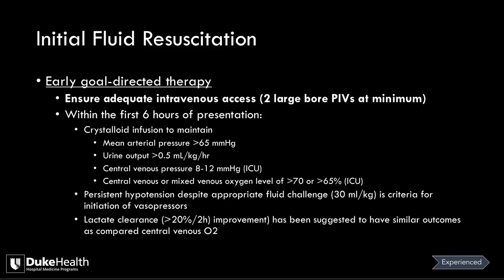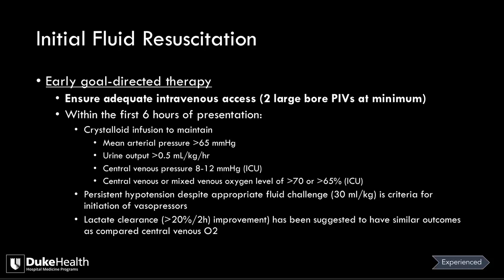Within the first 6 hours of presentation, fluids are the mainstay of therapy. And we usually pick crystalloid. Colloid has been shown to offer no benefit as compared to crystalloid in most studies. And so typically we go for something like normal saline or lactated ringers.